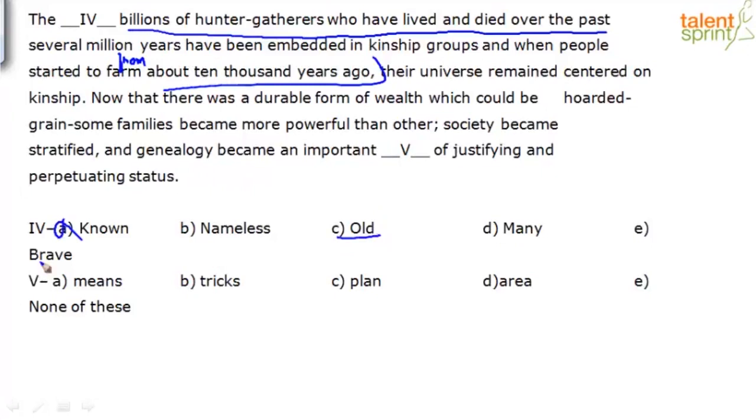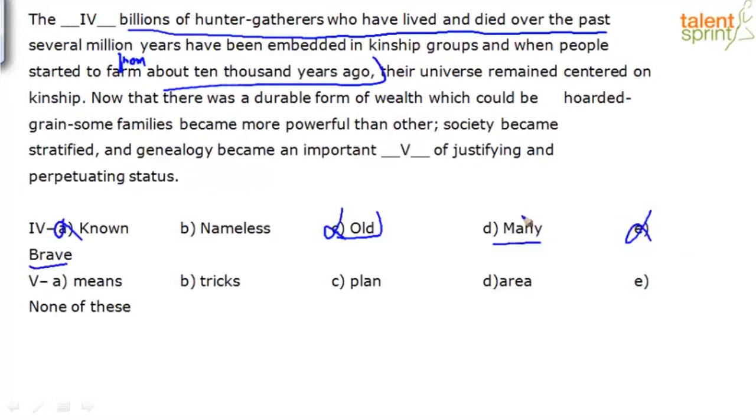Old, brave are very, very specific. The context is not giving us enough information. We don't know that out of those billions of hunter-gatherers, all of them who lived and died were old. There could have been young guys as well who died. So old and brave are not the right words because the context is not giving us enough information.